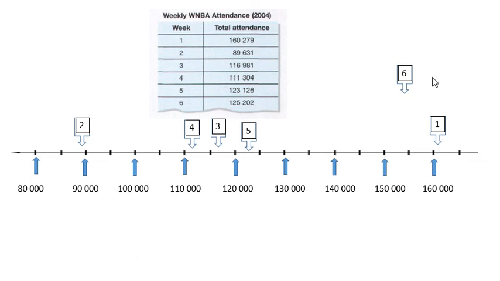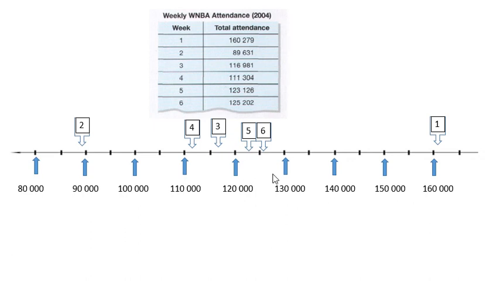And our last one for week 6, 125,000, slightly more than 125,000, which places it about right there. That's 125,000. We know we're more than that. And this is where our labels would be.